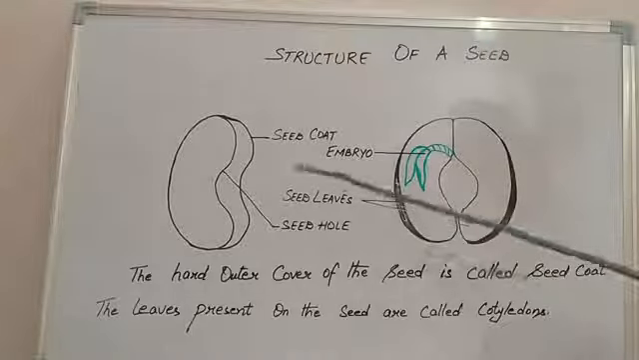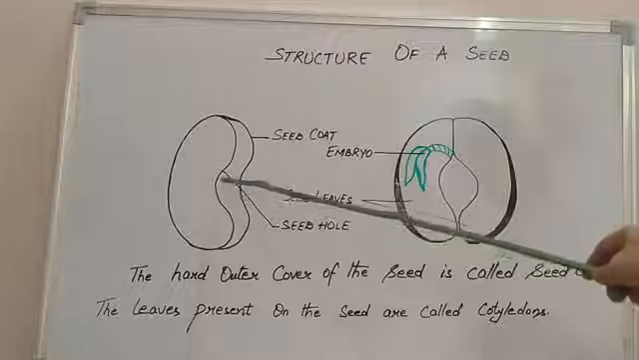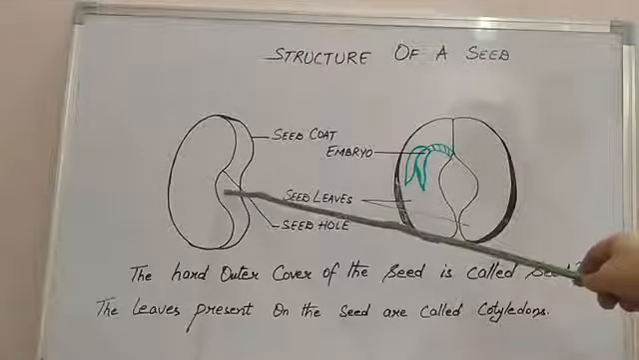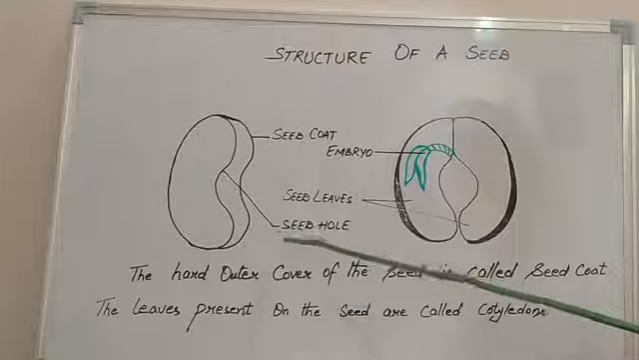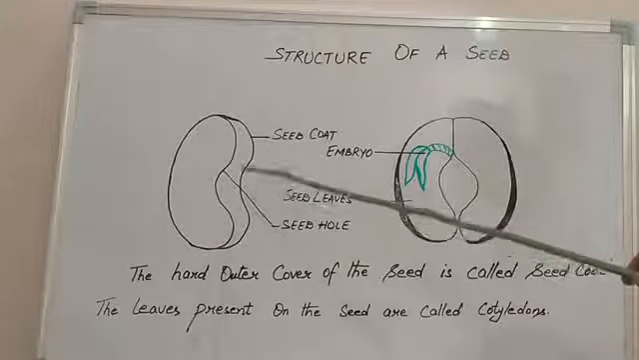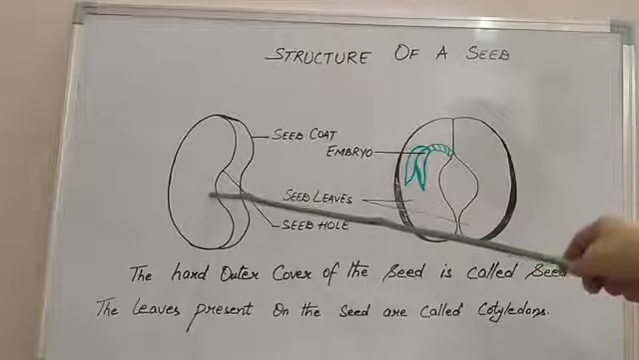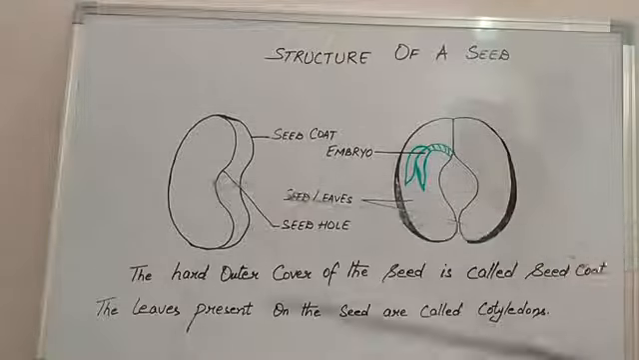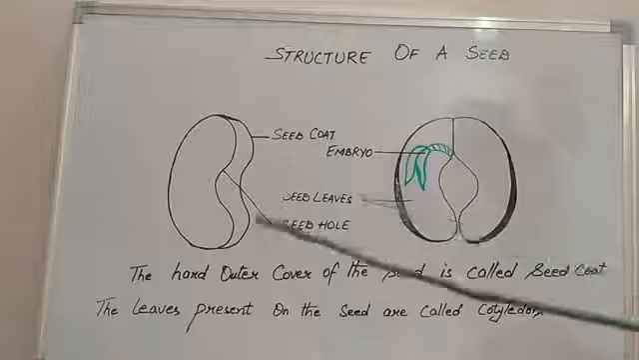The seed gets water through a tiny hole on the seed coat, the seed hole. The purpose of the seed coat is to protect the seed from physical, temperature related or water damage.